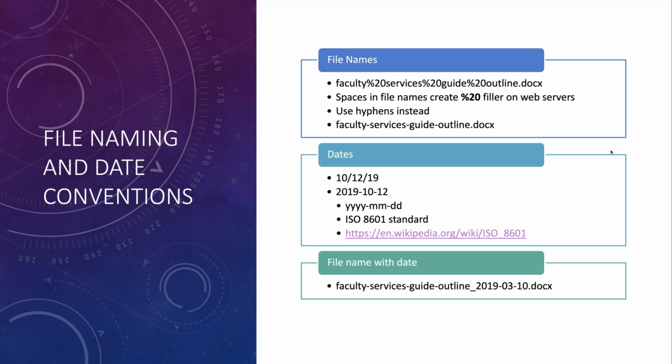It creates an additional problem for screen readers, right? Because the screen reader will read that as faculty %20 services, %20 guide. And it's really easy to fix by just using hyphens in the file name instead. So as you can see, Faculty Services Guide Outline with hyphens. Then the other thing is about dates.